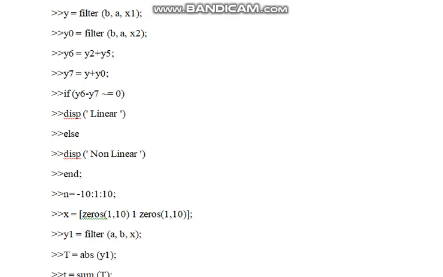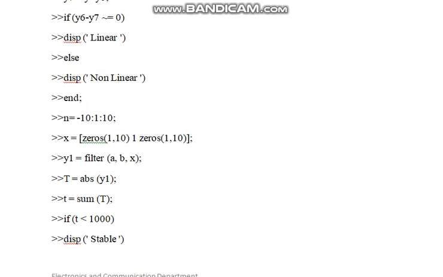Now we will move to the second program. Again we have taken the variable n, which ranges from minus 10 to plus 10. Then we make a vector x equal to zeros of 1 to 10, so for negative values we get 0, for 0 we get 1, and for positive values we also get 0. Then y1 is the filter of b, a and x. Now we find the absolute value of y1, and T is the sum, capital T.